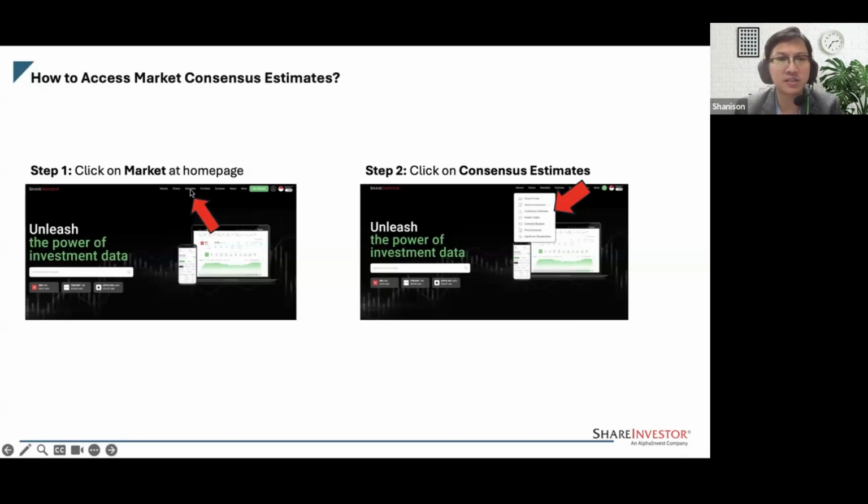Under the menu section, there's this market tab. You can click on that. In the drop down, there's a consensus estimate. I know the screenshot is a bit small, but don't worry. Later, I will do a live demo.